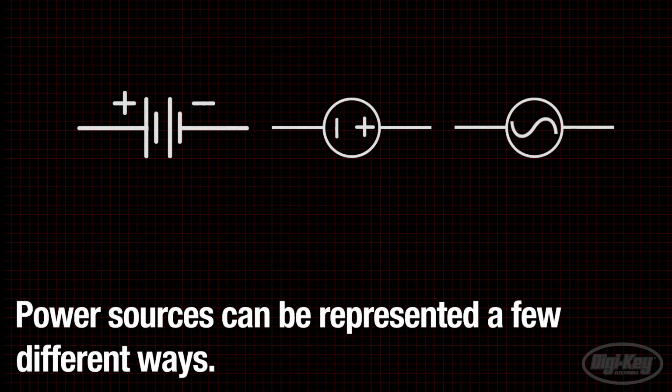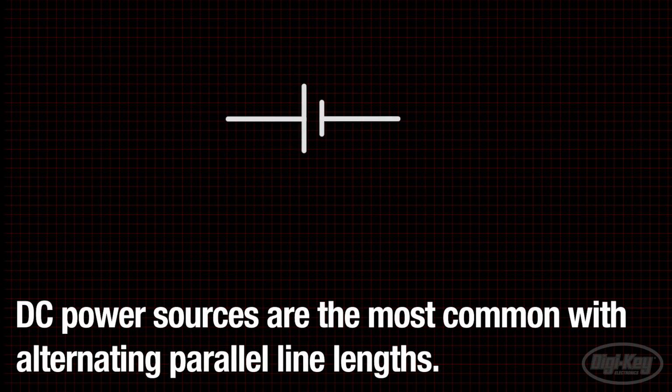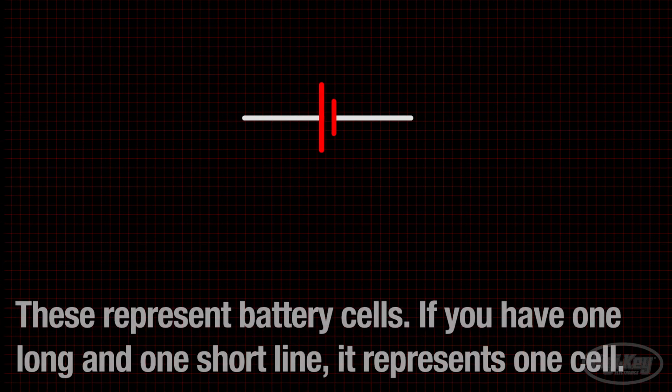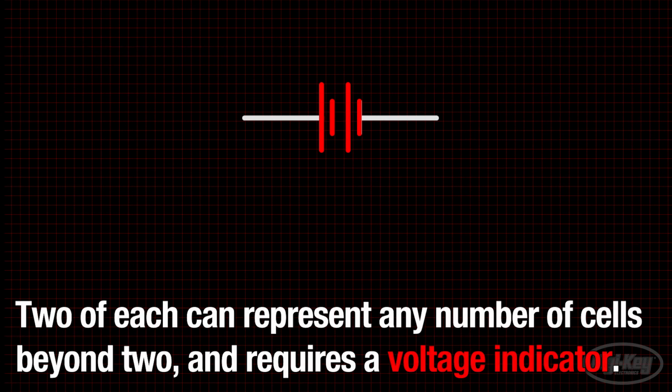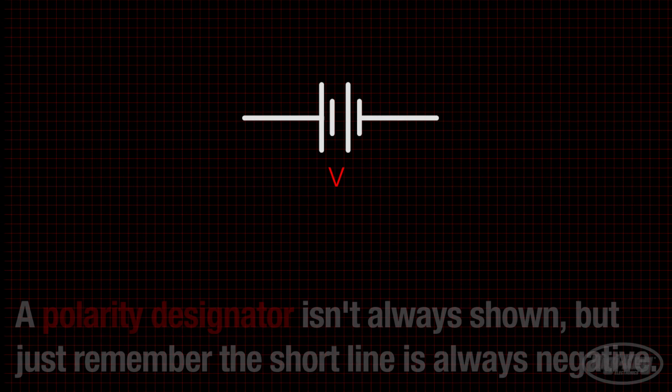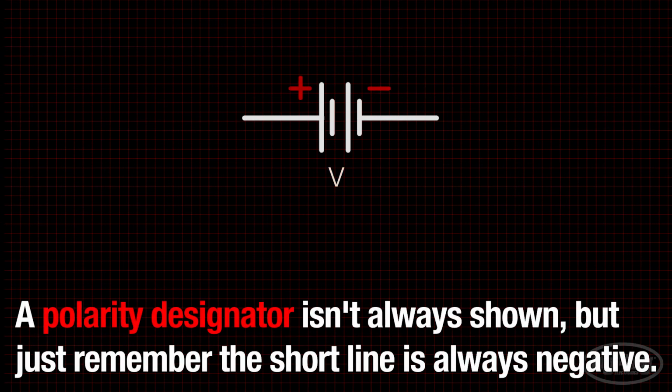Power sources can be represented in a few ways. First, we will cover DC power sources. The most common will be alternating short and long lines parallel to each other. These represent battery cells. One long and one short line represents one cell. Two of each represents any number of cells beyond two and requires a voltage indicator. These aren't always shown with the polarity designator, but just remember, the short line is always negative.